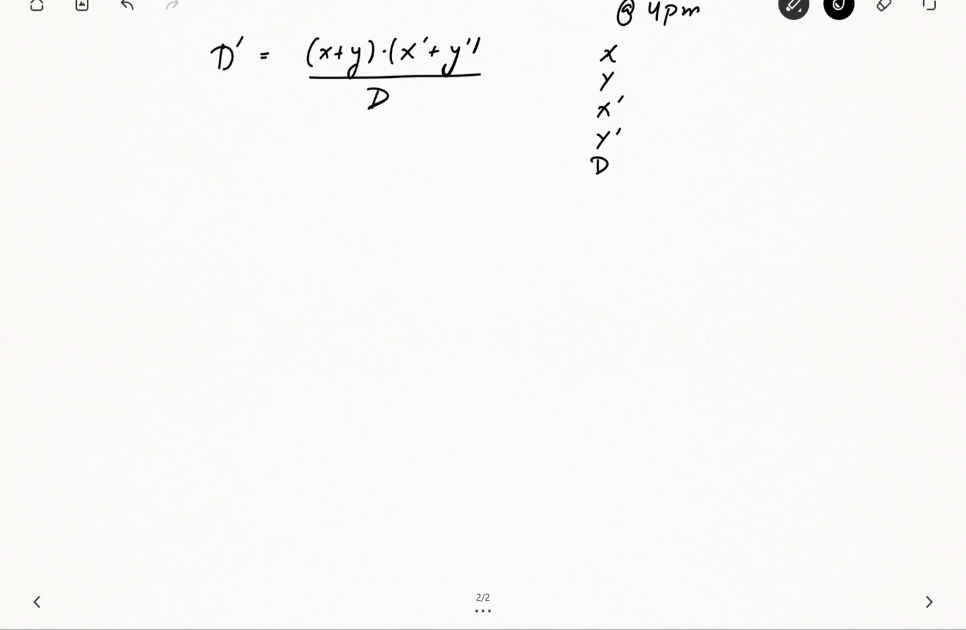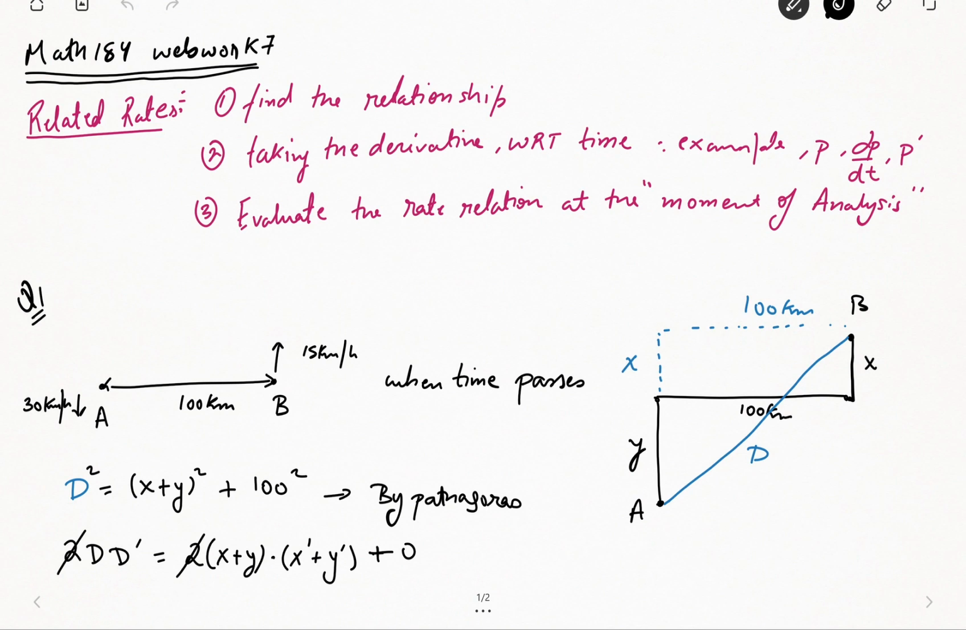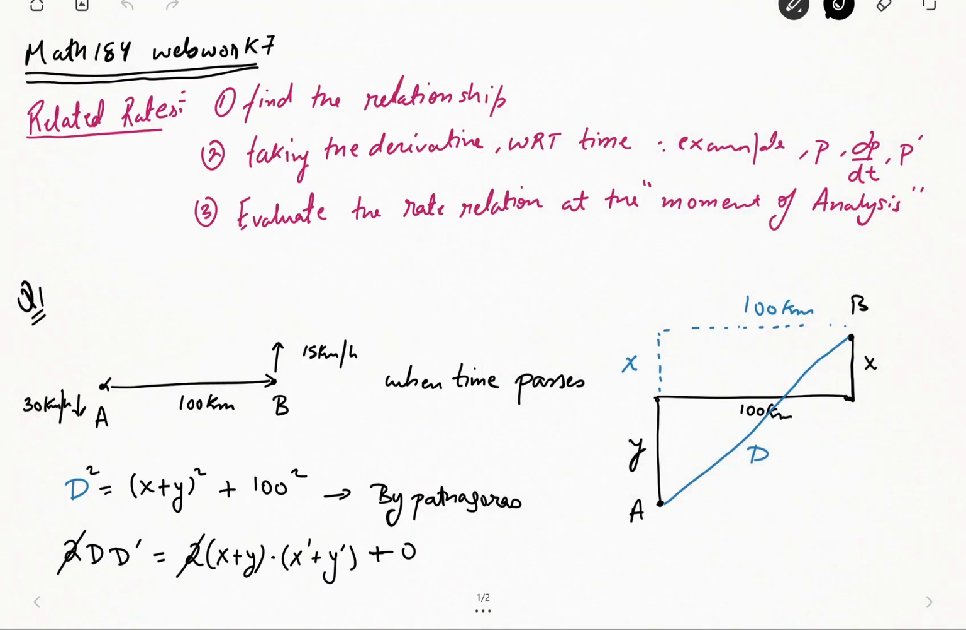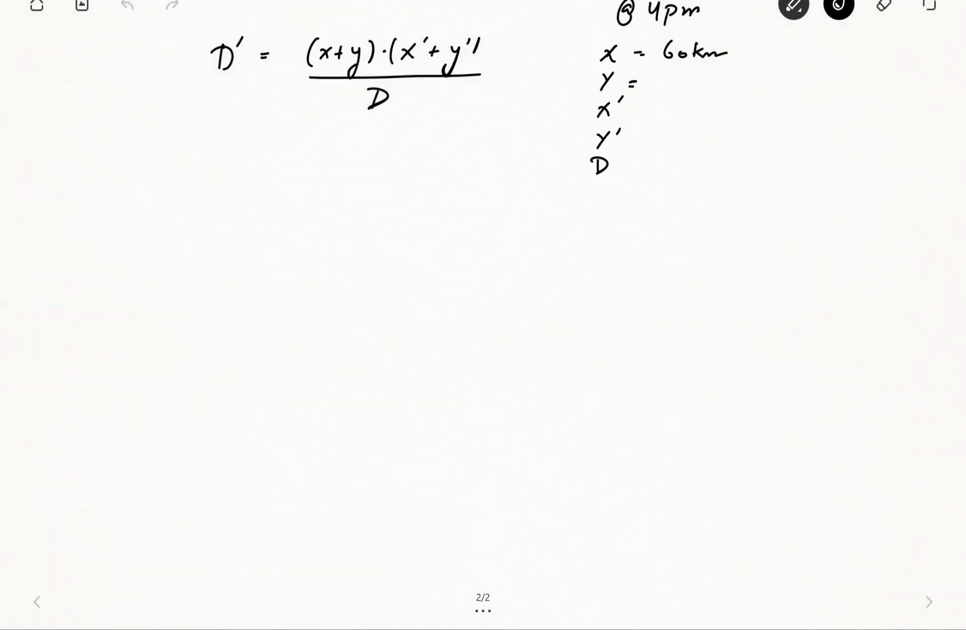So x represents the distance of the ship. Let me just take that back. So x represents the distance of ship B. Ship B is traveling at a speed of 15 kilometers per hour. So in 4 hours, it will travel 60 kilometers. So eventually, this will be 60 kilometers when you're hitting 4 p.m. on the clock. Same thing with the y. The ship was traveling at, let me just check, 30 kilometers per hour south. So after 4 hours, you're going to reach 120 kilometers.